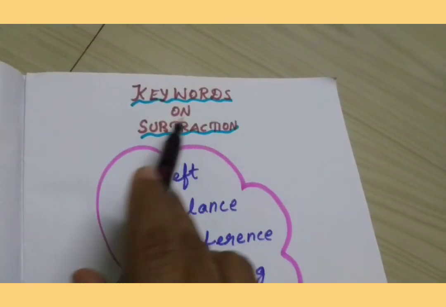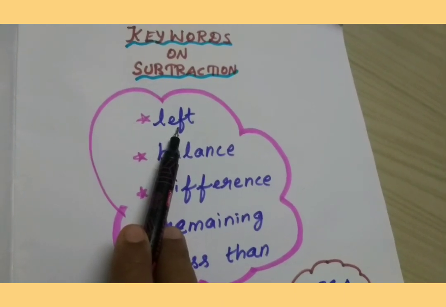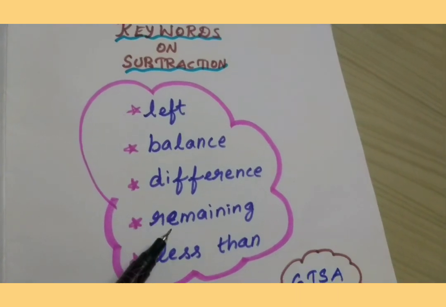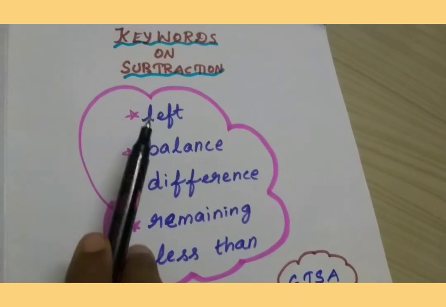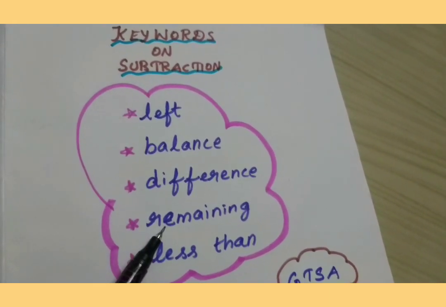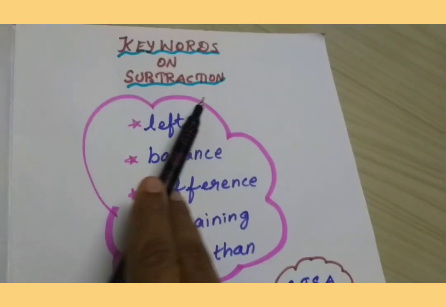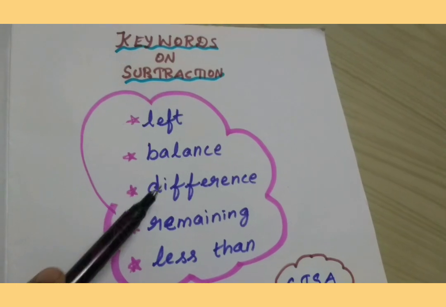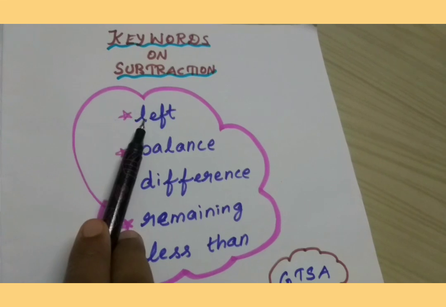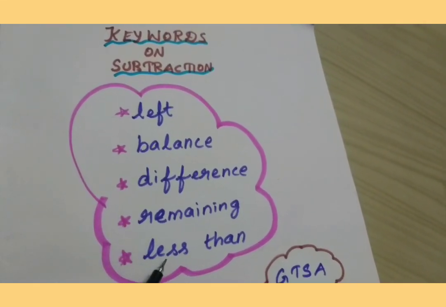Now, keywords on subtraction. Listen, all of you, and repeat what I'm saying. Left, balance, difference, remaining, less than. Again: left, balance, difference, remaining, less than. Again, say the keywords on subtraction. Left, balance, difference, remaining, less than. Okay.